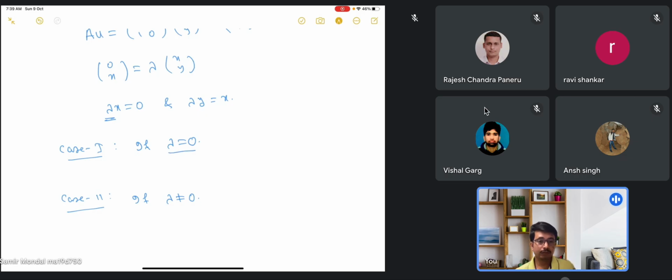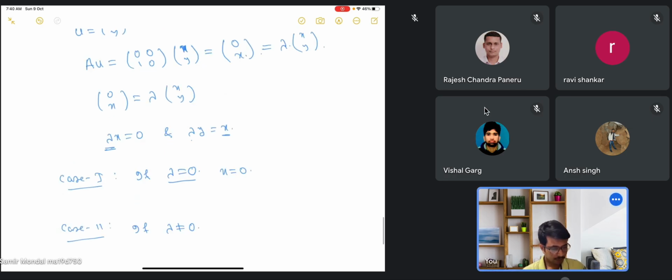Suppose lambda equal to 0, then what will we get? Please tell me. If lambda x equals 0, then what will we get? x equal to 0. Is it fine or not? Okay, then what will we get as the contradiction? We will get (0, y).